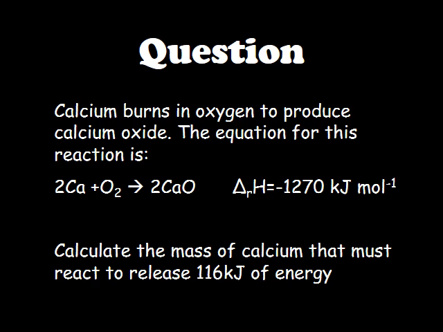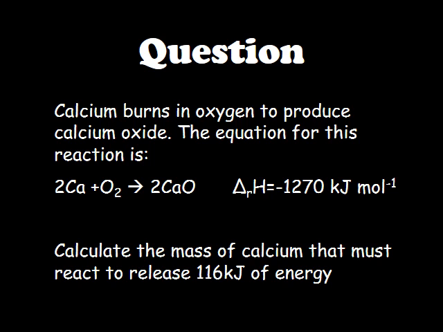Okay, second question to see if you've mastered it. So pause the video now, see if you can work it out, and then come back. Okay, so welcome back. Calcium burns in oxygen to produce calcium oxide. The equation for this is the following reaction: 2 calcium plus oxygen gives 2 calcium oxide. And this time the change in enthalpy of reaction is minus 1,270 kilojoules per mole. So calculate the mass of the calcium that must react to release 116 kilojoules of energy.